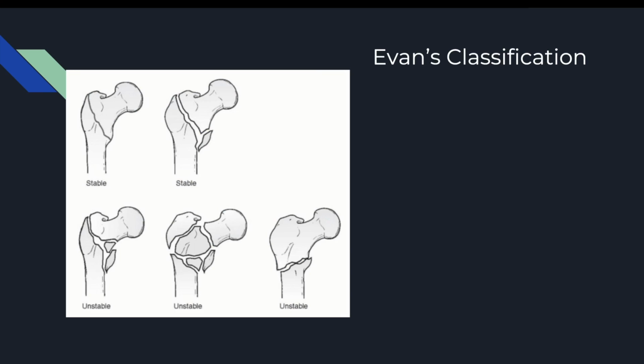So we're going to break down a little bit more, starting with classifications. Evans classification is one of the classifications that we use for the intertrochanteric fractures, and it's based on post-reduction stability. And so what we really are breaking it down into is it stable or is it unstable? And we'll go through that in the next few slides.